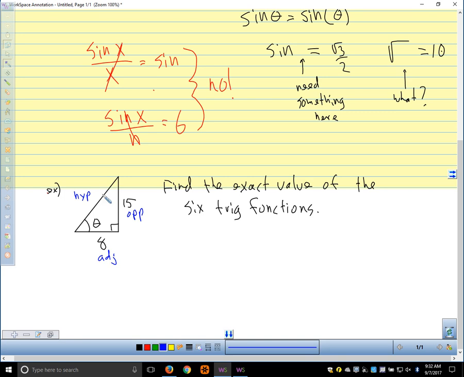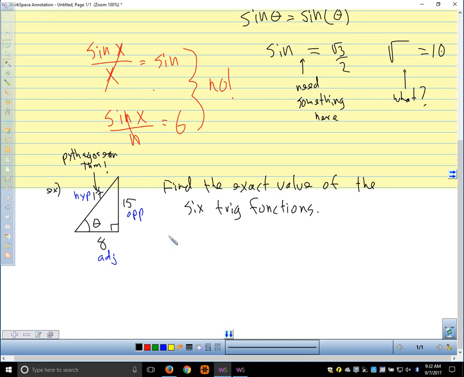Pythagorean theorem. We can always use the Pythagorean theorem on a right triangle. So we can use the Pythagorean theorem, or sometimes we get nice Pythagorean triples. Does anyone off the top of your head know what the third in that Pythagorean triple is? Turns out to be 17.